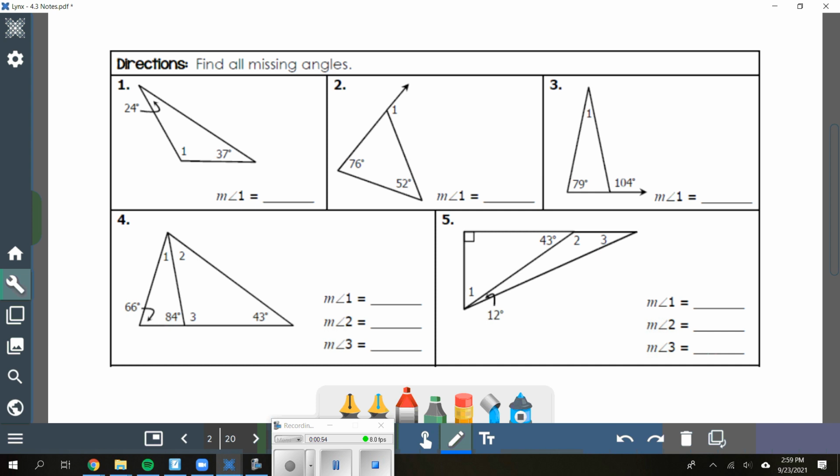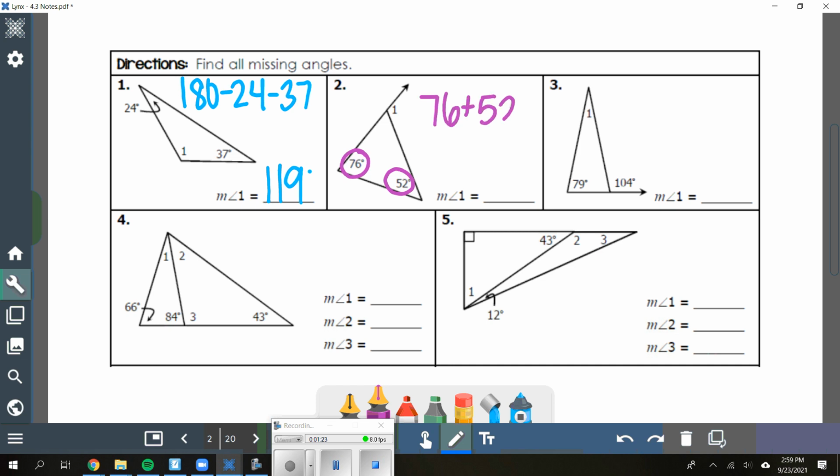In this first one, all of my angles are inside of my triangle. So inside of my triangle is 180 degrees. I subtract 24 and 37 from 180 to get me 119 degrees for my angle 1. Alright, all of these angles are 2 inside and 1 outside. So my exterior angle theorem says to add my 2 non-adjacent interior angles up to get me my exterior angle, which would be 128 degrees.